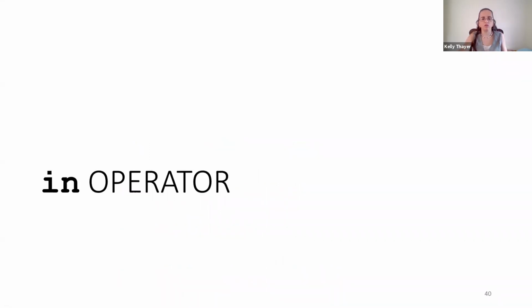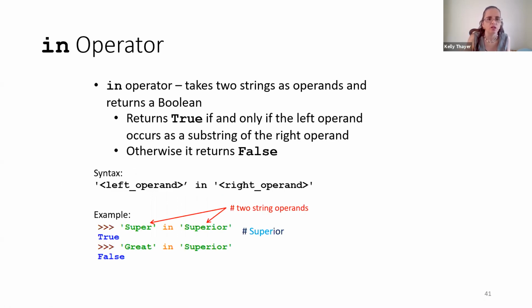Next, we're going to do the in operator. The in operator allows us to ask the question if some string is a subset of a larger string. The in operator takes two strings as operands, and it will return a Boolean, true or false, depending on whether or not the left-hand operand occurs as a substring in the right operand. Otherwise, it will return false. So we're going to ask the question if something is inside of something else.